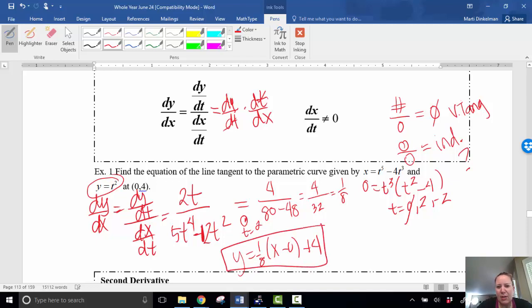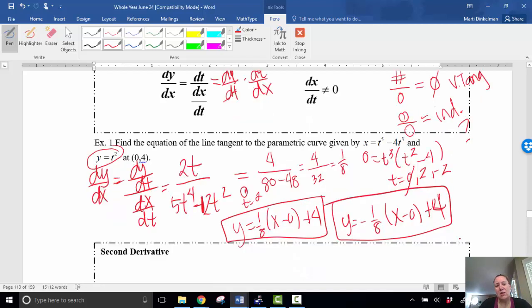Let's see what happens when we have a negative 2, and I think I'm going to use most of what I have here. I think the only thing that's going to change is that the numerator is going to be negative. So I think we're also going to have one that's negative 1/8 times x minus 0 plus 4. So 4. Okay.